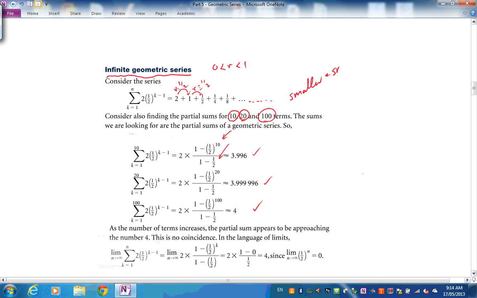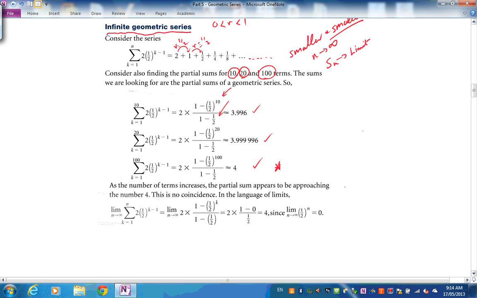Smaller and smaller. And so as you take a larger number of terms, so as n tends to infinity, the sum tends to some limit, because the contribution of the terms with a bigger and bigger n is getting smaller and smaller. It looks like it's tending to the sum of 4 there, very close to 4. So let's look at Pearson's conclusion. As the number of terms increases, the partial sum appears to be approaching 4.